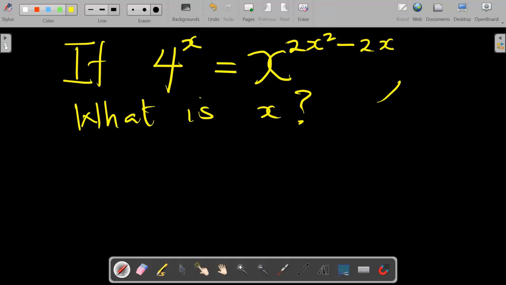If 4 raised to the power of x is equal to x raised to the power of 2x squared minus 2, what is the value of x? Can you pause this video and try to solve this question? Okay, let's solve it together.